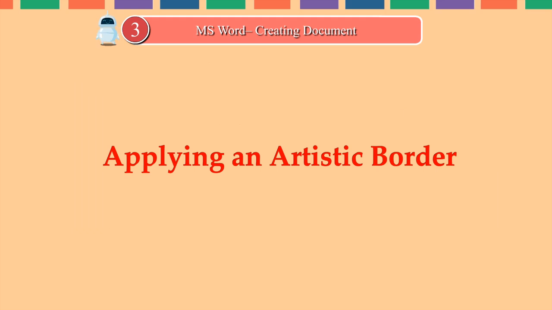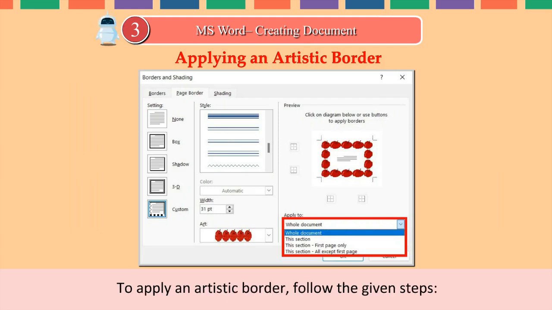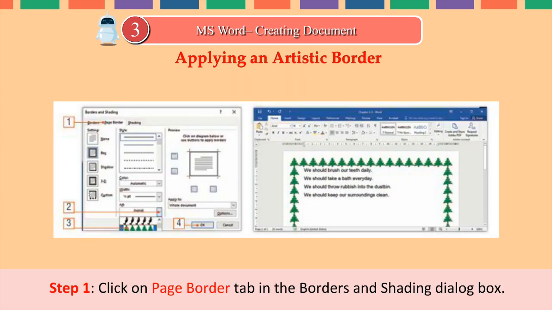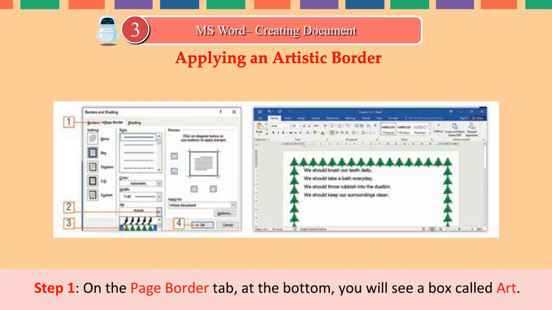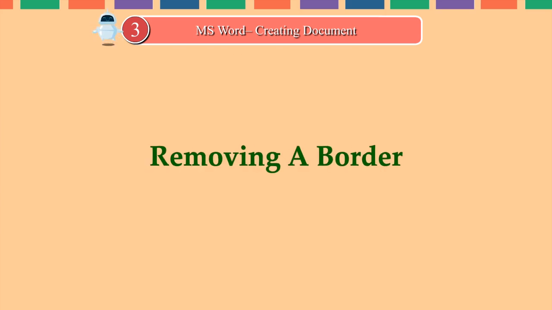Applying an artistic border. You can also apply an artistic border to a page. To apply an artistic border, follow the given steps. Step 1. Click on Page Border tab in the Borders and Shading dialog box. On the Page Border tab, at the bottom, you will see a box called Art. Step 2. Click the down arrow below the Art box. Step 3. Select a border style. Step 4. Click on OK.